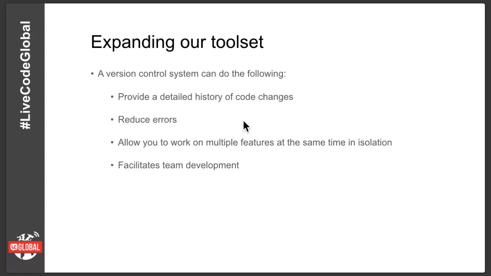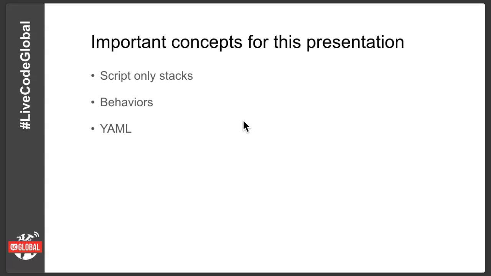So these are things to think about as you're looking at whether or not you want to move into version control right away. If you're working on a team, to me it's an obvious move, but even as an individual, there's some value there. Before we get into some actual examples of working with Levure, I want to make sure that everyone here understands 3 important concepts. You're going to need to understand these things for the presentation: script-only stacks, behaviors, and YAML. And the reason is, if you don't understand what these 3 things are, then everything else becomes rather confusing.